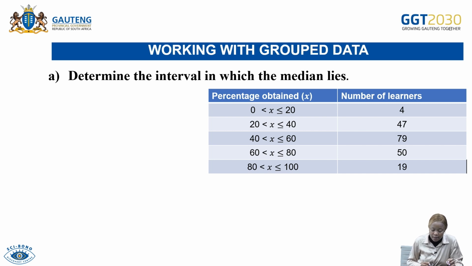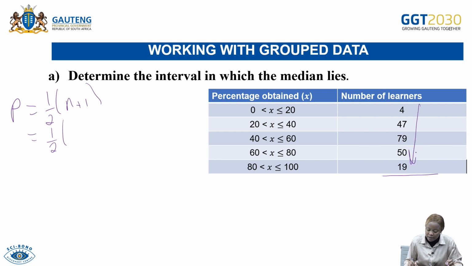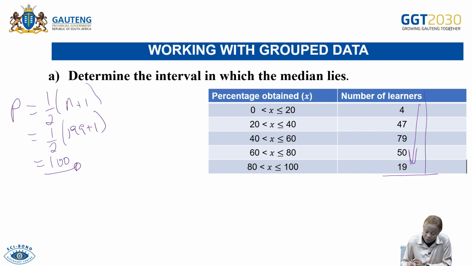Okay, so the median here, the position of the median is given as 1 over 2 into n plus 1. Remember you need to find the total of the frequency. If I add everything here, I will get 4 plus 47 plus 79 plus 50 plus 19, I'll get 199. So 200 divided by 2 is going to give you 100. So it means in position 100, I will have my median.